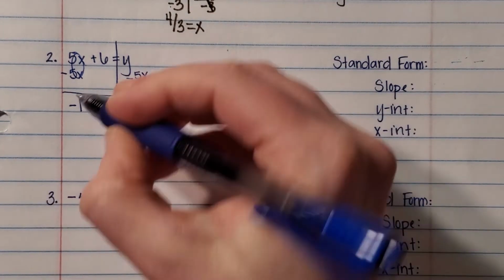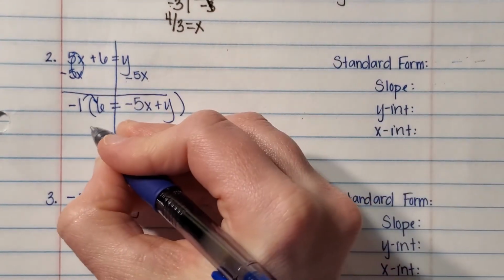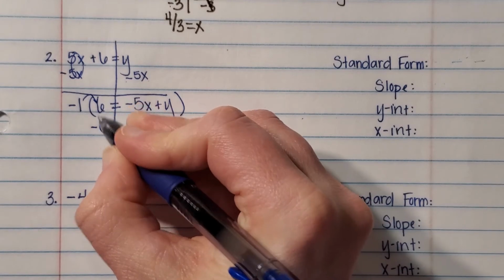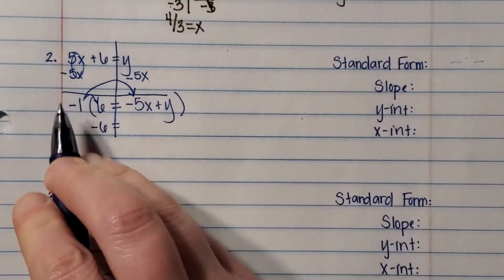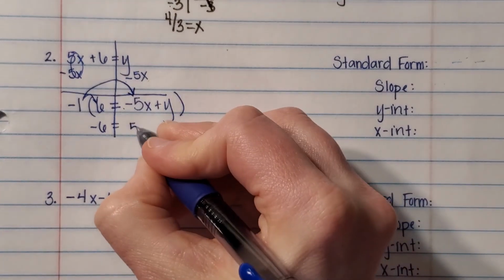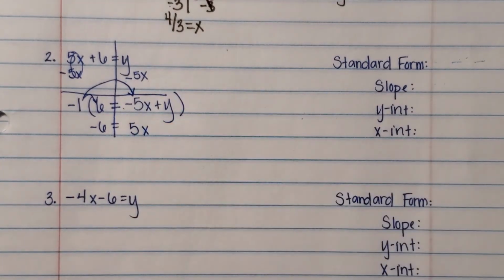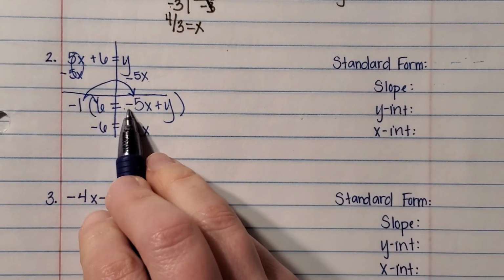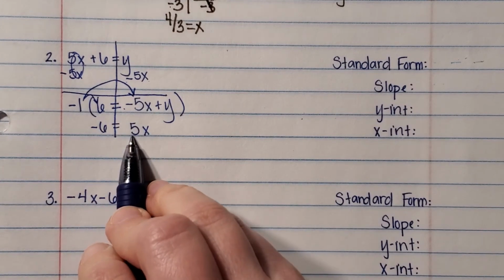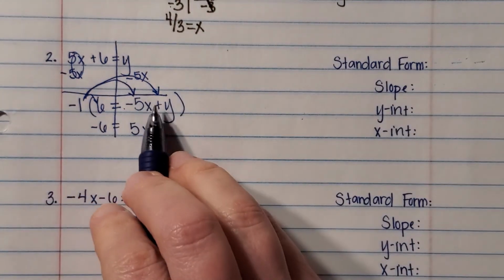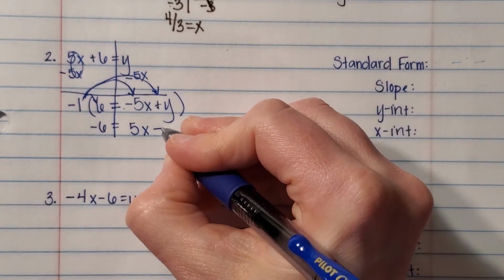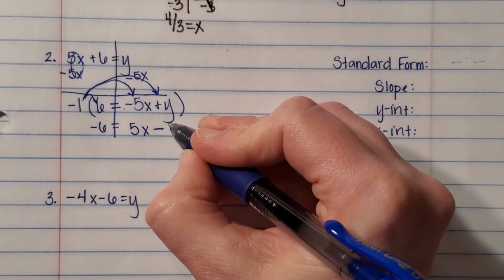Negative 1 times a positive 6 makes a negative 6. I change the sign from positive to negative. A negative 1 times a negative 5. Negative times a negative is a positive. And I leave my x. All right, if you notice, I change the sign from negative to positive. All right, lastly, I take negative 1 times a positive y. Well, a negative 1 times a positive is a negative, and 1 times y is just y.